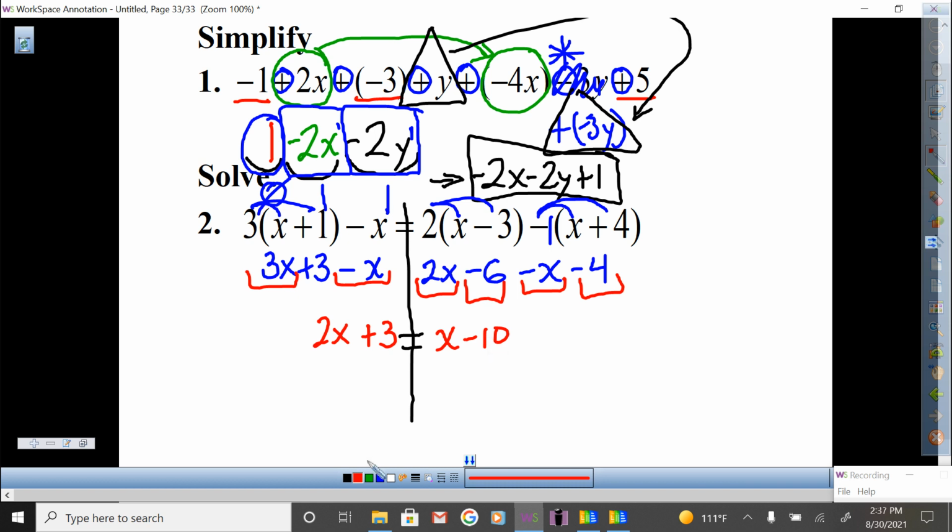Okay. So, at that point, we need to get all variables to one side. Here's a positive x, so that means we subtract 1x, subtract 1x. That leaves us with x plus 3 equals negative 10. And last but not least, we do minus 3 minus 3. X equals negative 13. Let's go.